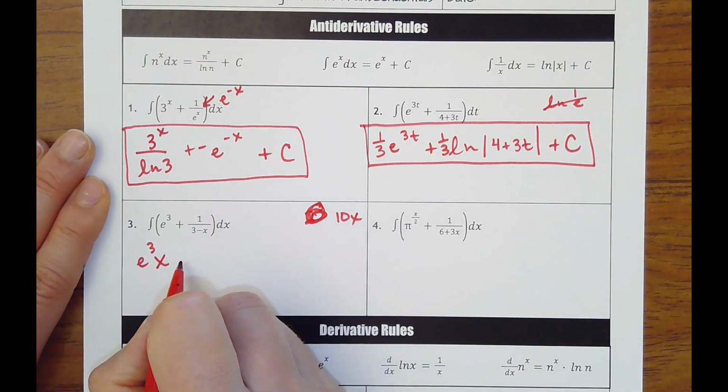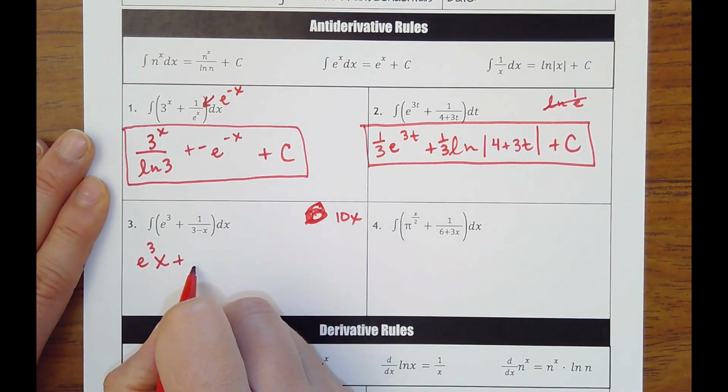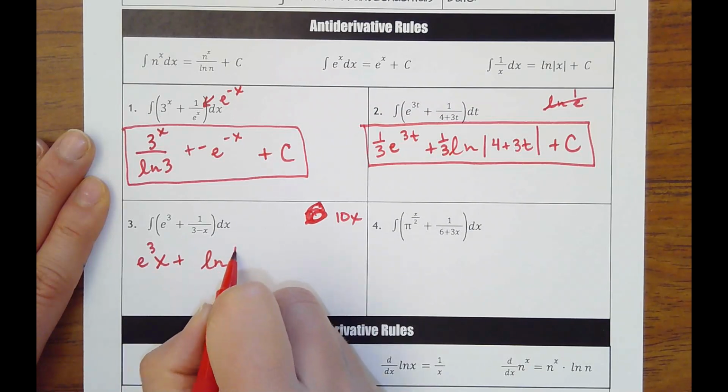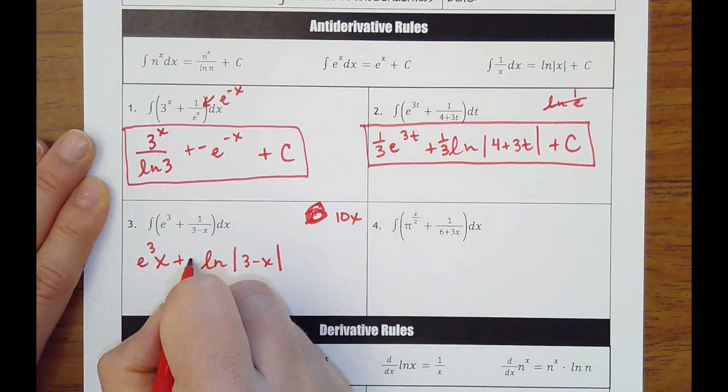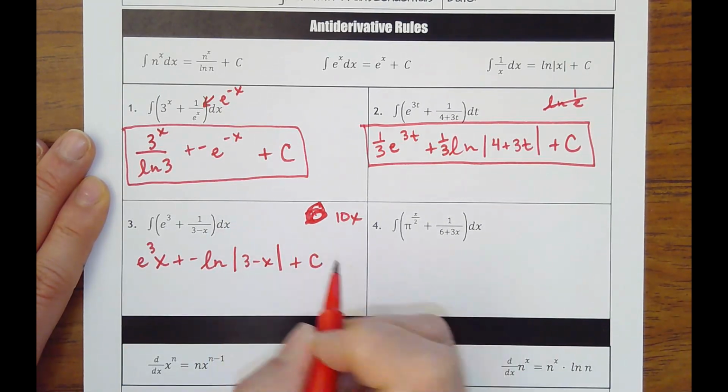And then this is another rational function, so it would be times the natural log of the absolute value of 3 minus x, but then I have to divide by negative 1 or multiply by negative 1 plus c.